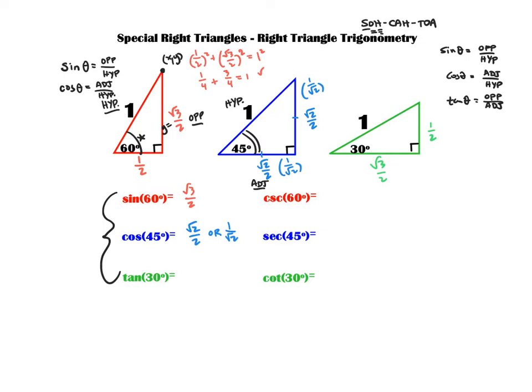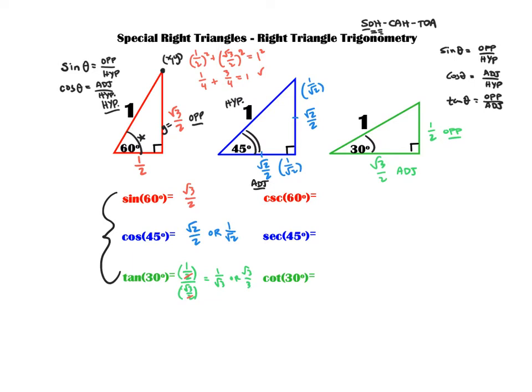So the tangent of 30. Here's my angle, 30 degrees. Tangent is opposite over adjacent. My opposite side would be 1/2. My adjacent side would be root 3 over 2. If I took 1/2 divided by root 3 over 2, the 2's reduce, and I get 1 over root 3, or root 3 over 3.